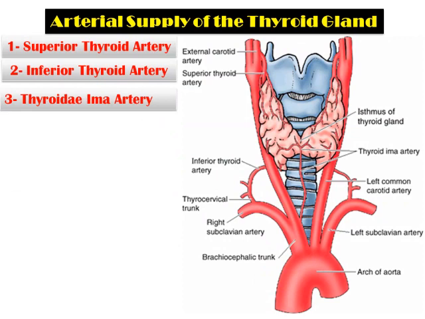Arterial supply of the thyroid gland. The thyroid gland is supplied by three arteries. The superior thyroid artery, which is a branch of the external carotid artery. The inferior thyroid artery, which is a branch from the thyrocervical trunk of the subclavian artery. And lastly, the thyroid ima artery, which may arise either from the arch of the aorta or from the brachiocephalic artery.